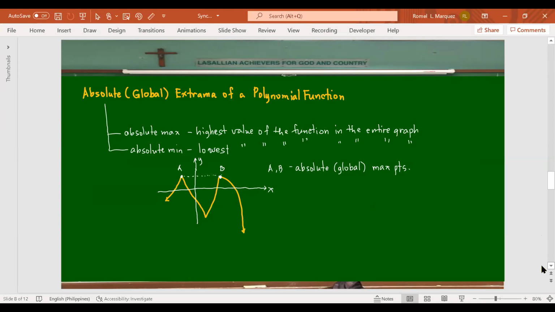Is there an absolute minimum point here? None po. No absolute minimum. Is it possible for an absolute minimum or an absolute maximum point to be relative also? Guys? Yes. Okay? An absolute minimum and a relative minimum are possible to be the same.